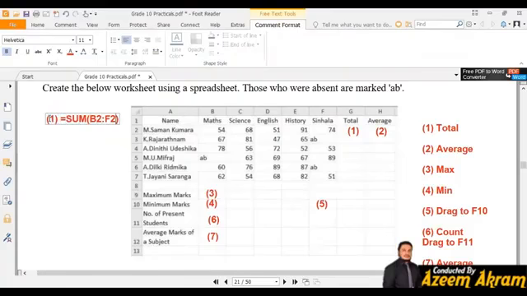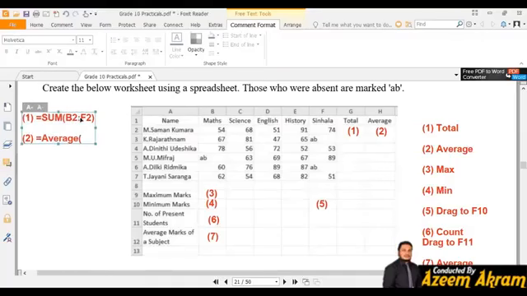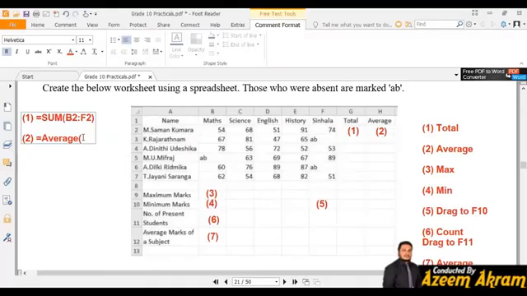Number 2. Equal average, within bracket B2 colon F2. We'll drag this up to here. That is also done.